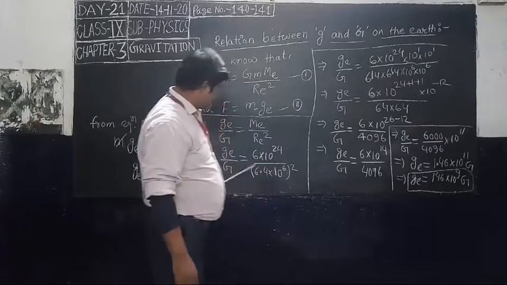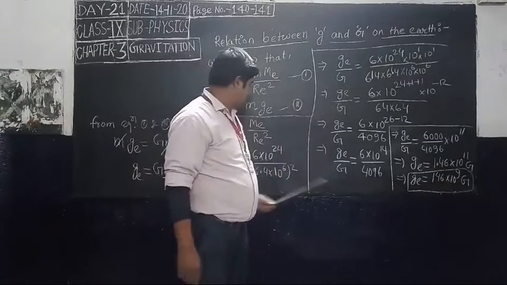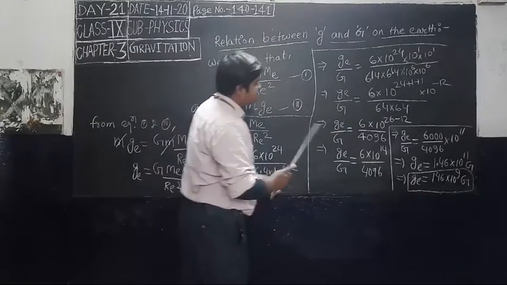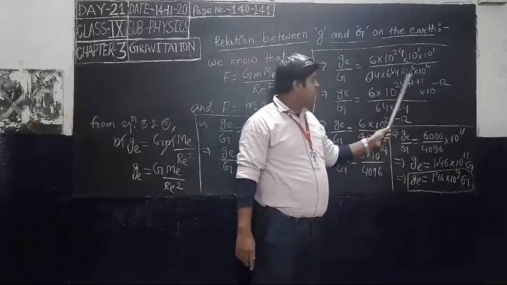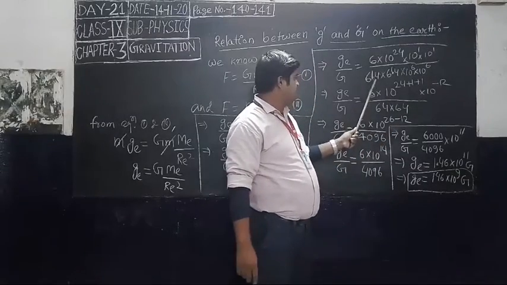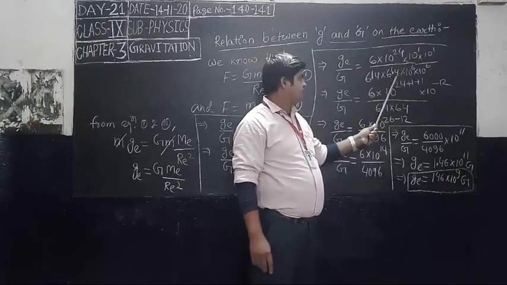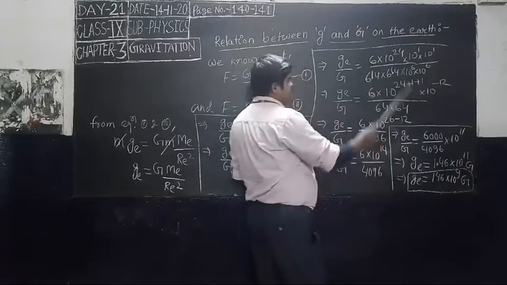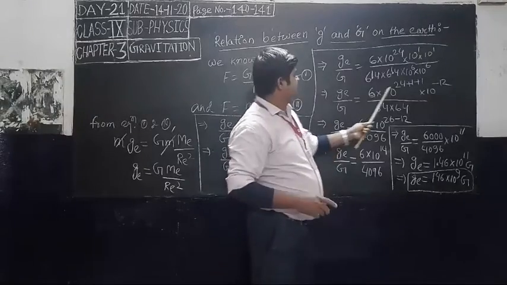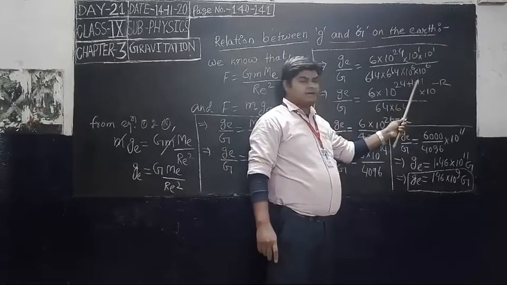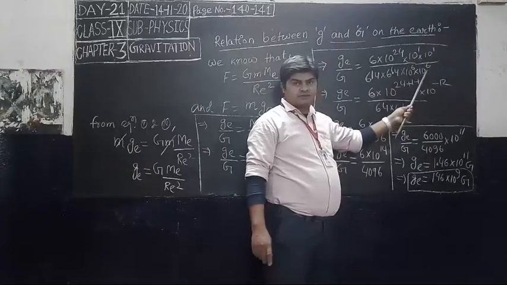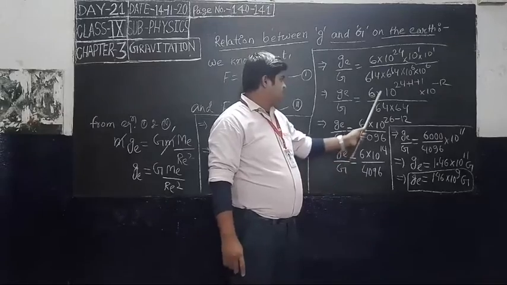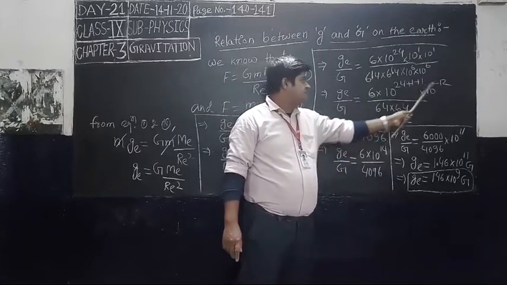g_E by G is equal to 6 into 10 power 24 by 6.4 into 6.4, 10 to the power 6, 10 to the power 6. Remove the decimal here, put 10. Remove the decimal, put 10. Now it becomes 10 to the power 1, 10 to the power 1. g by G is equal to 6 into 10 to the power 24 plus 1 plus 1. Into 10 to the power 12, and it goes upside, so it becomes minus 12. g by G is equal to 6 into 10 to the power 26 minus 12.